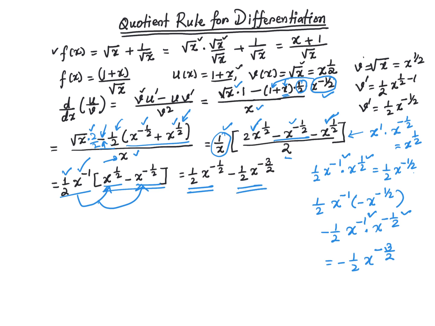So if you are to take the derivative of this given function, f of x equals square root of x plus 1 over square root of x, by converting it into a ratio of two functions and then using the quotient rule for derivatives, this is what you get. This is going to be the derivative. I hope that this discussion was helpful. Thank you very much.